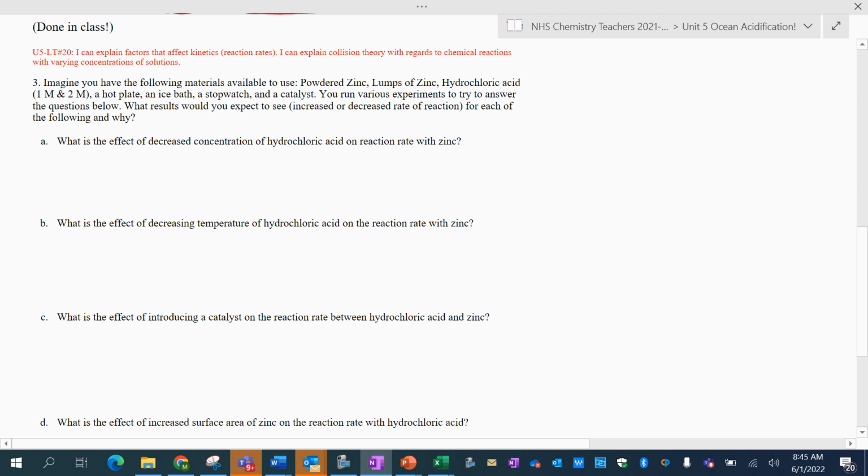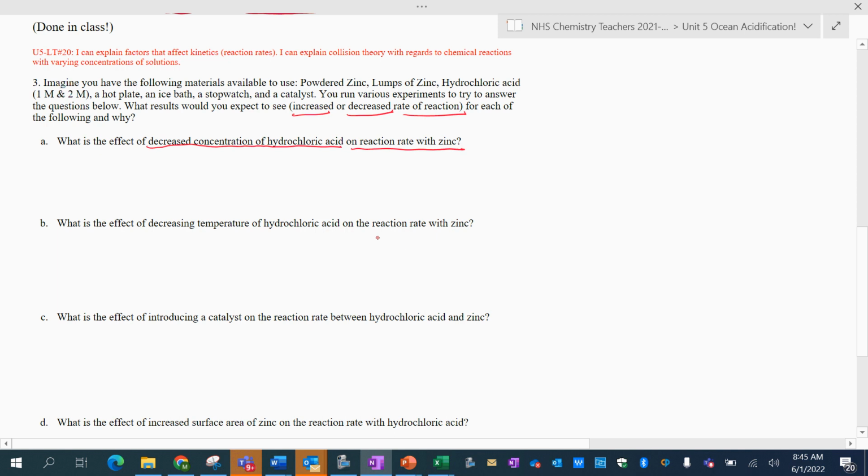So it says, imagine you have the following materials to use: powdered zinc, lumps of zinc, hydrochloric acid, 1 molar and 2 molar, a hot plate, an ice bath, a stopwatch, and a catalyst. You run a bunch of experiments to try to answer all the questions below. What results would you expect to see? An increase or decrease in the rate of reaction for each of the following, and why? What is the effect of decreased concentration of hydrochloric acid on reaction rate with zinc?